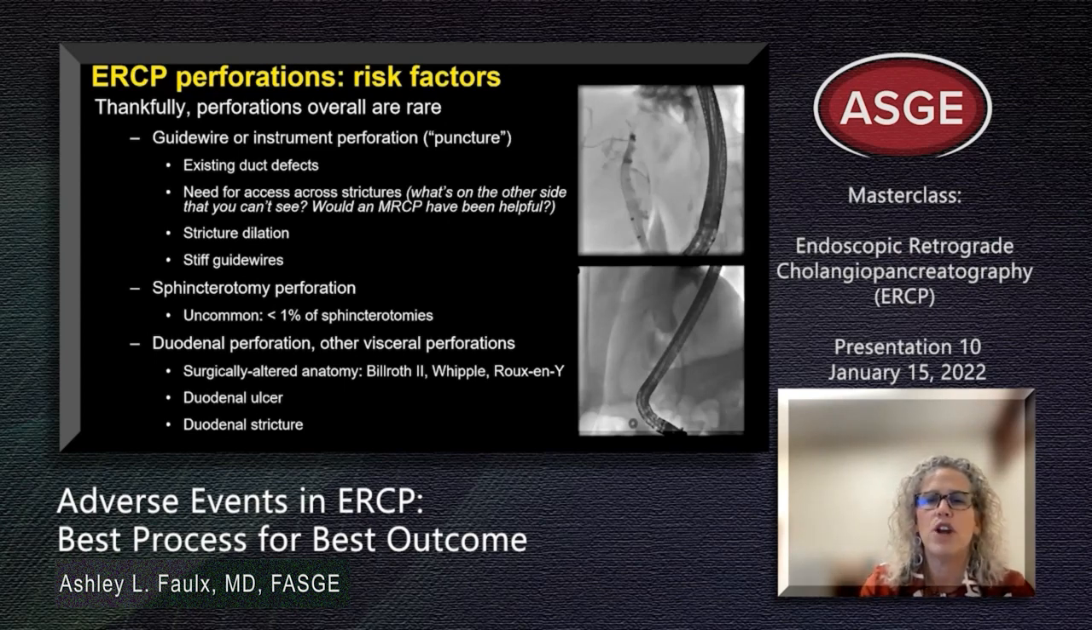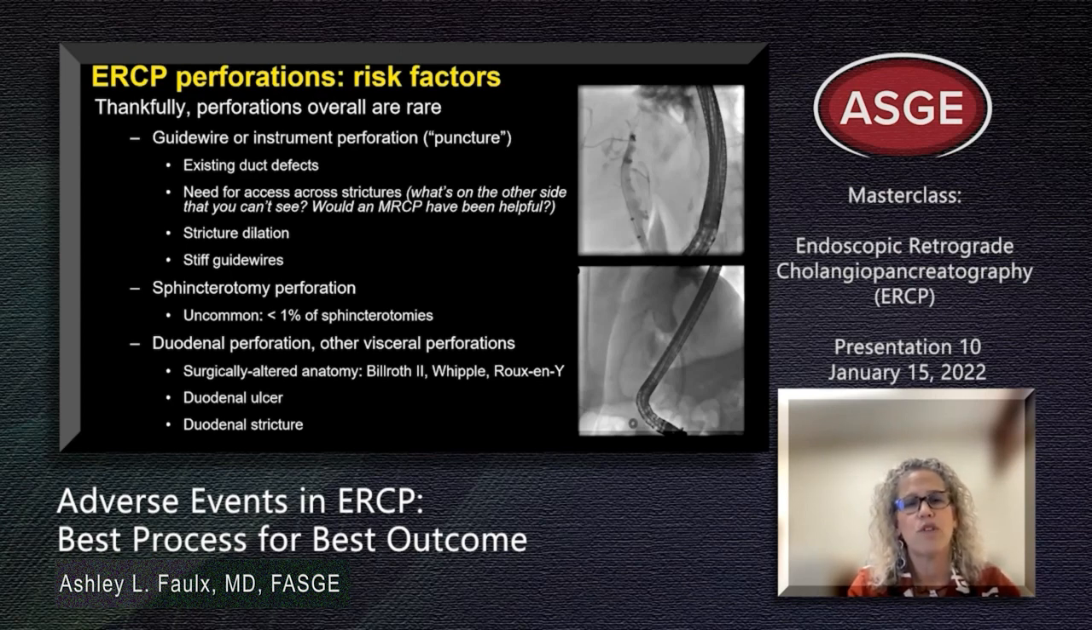The important thing is to try to get up into the duct if you think that you're outside the duct, and put a stent in. These can occur with stricture dilation. Again, picking a balloon that maybe is a little bit too big, you've got to think about that. You can cause a perforation if you use really stiff guide wires, which I tend to not use in the biliary tree. Sphincterotomy perforation is pretty uncommon.